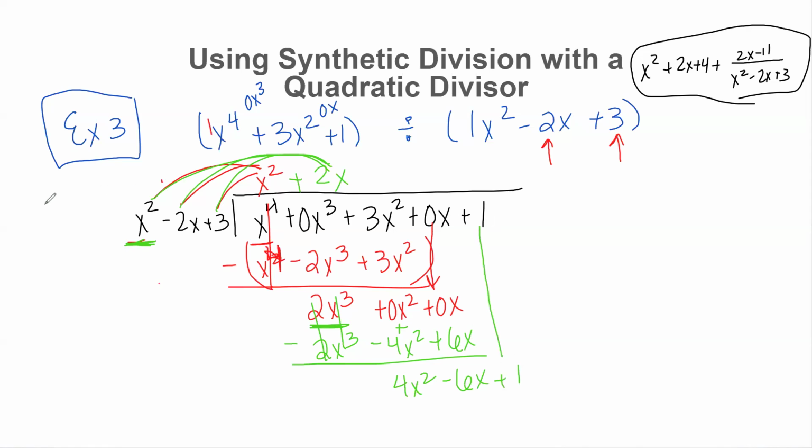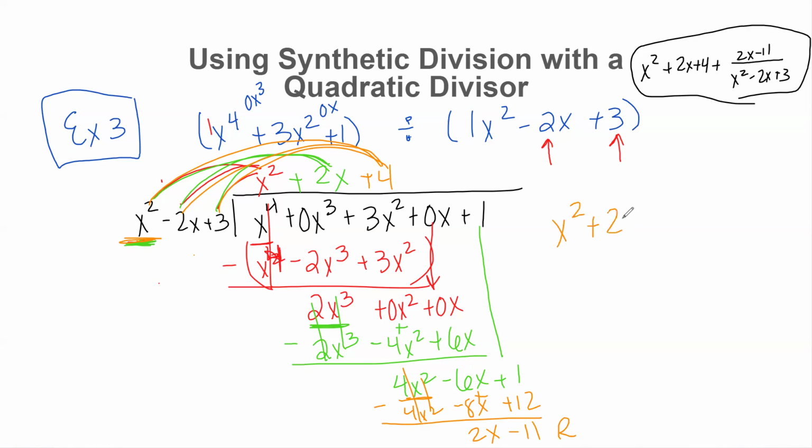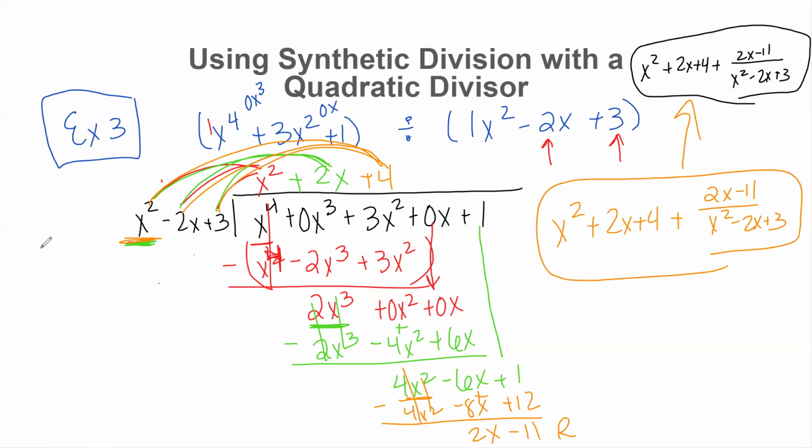One more time. Ask yourself, x squared needs to look like 4x squared, so he just needs a 4. That is 4x squared. That's minus 8x. And positive 12. Subtract. This cancels. Minus minus turns to plus. 1 minus 12 is negative 11. Remainder. So we have a quotient of x squared plus 2x plus 4 plus a remainder of 2x minus 11 over the original divisor. Did that match? Yes.